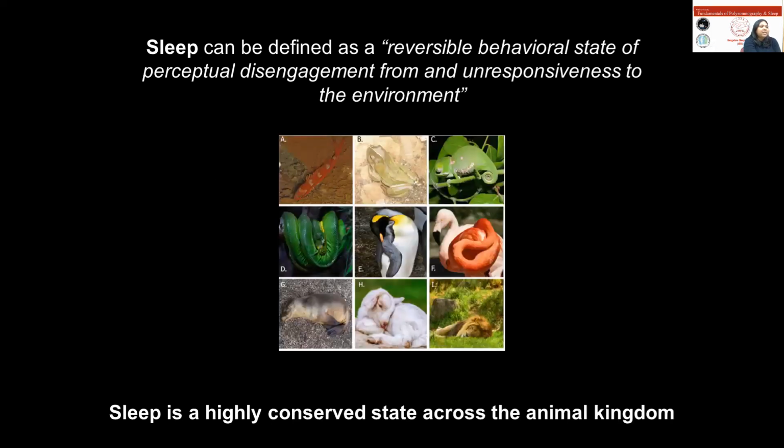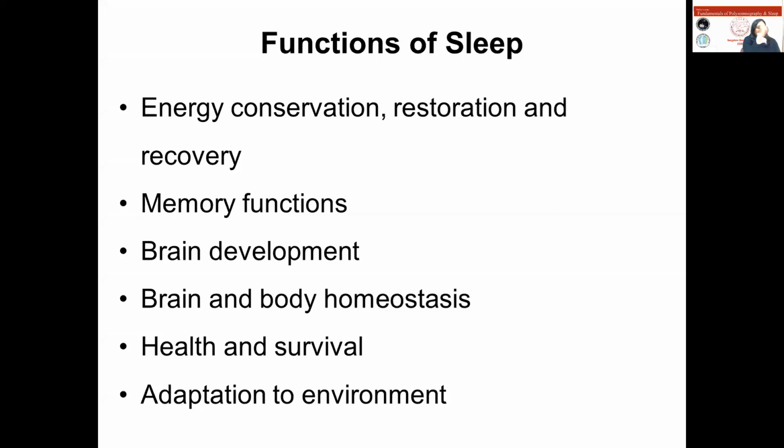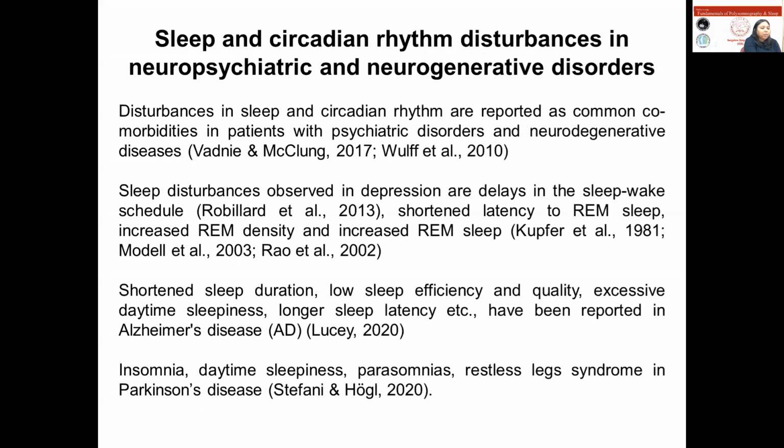And it has been a highly conserved phenomenon across the animal kingdom, right? Especially because it is involved in several functions, which include energy conservation, restoration and recovery, memory functions, brain development, brain and body homeostasis, health and survival, and adaptation to the external environment. So what happens when this rhythm is disturbed?